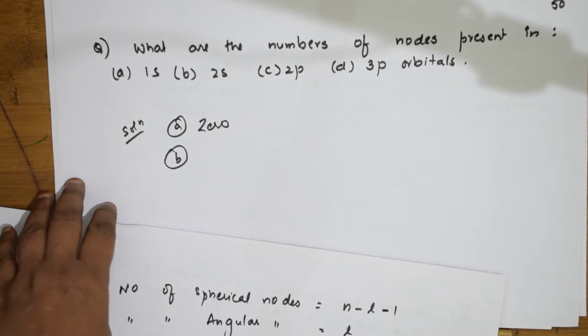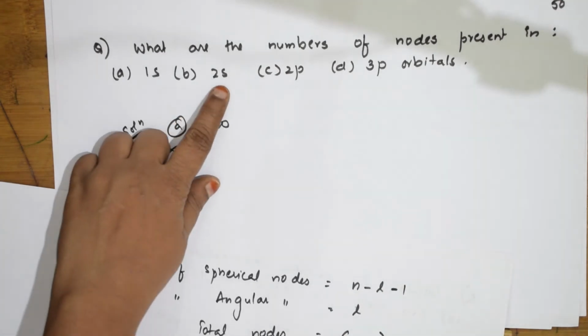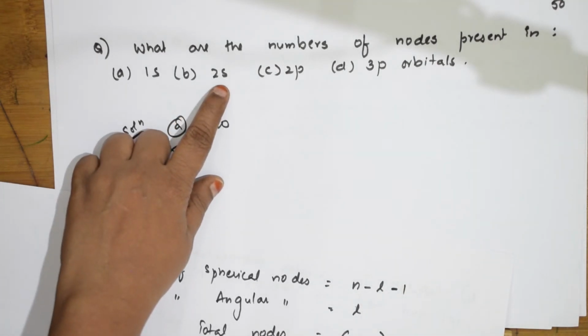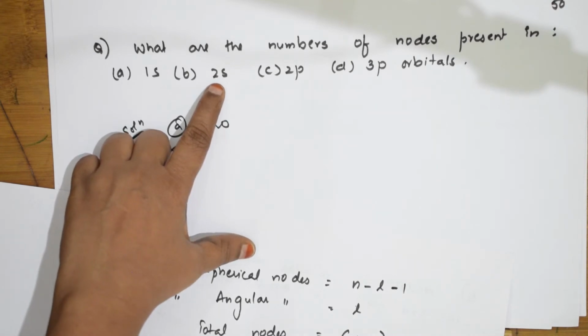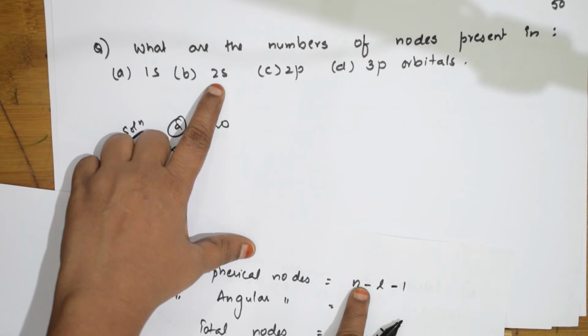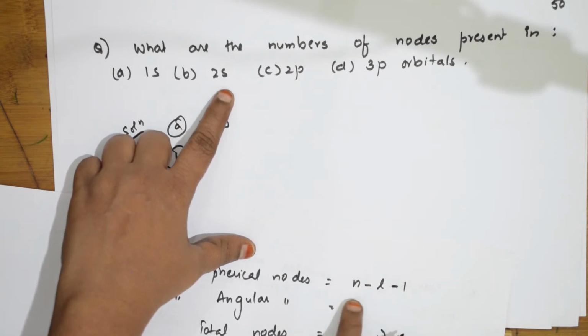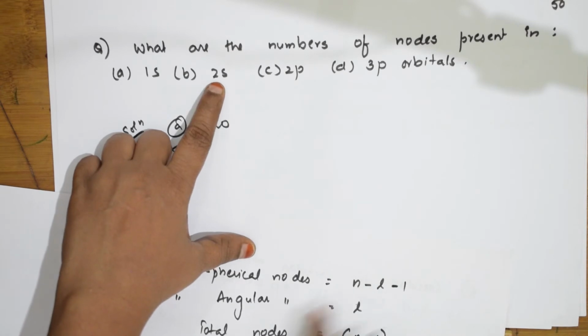Second case, what do they give me? They've asked me to find out 2s. So how many nodes do we have? The total number of nodes, n minus 1, is 1, but how many spherical nodes? The spherical node formula is n minus l minus 1. Fine. So n is how much? 2. Okay, n is 2.